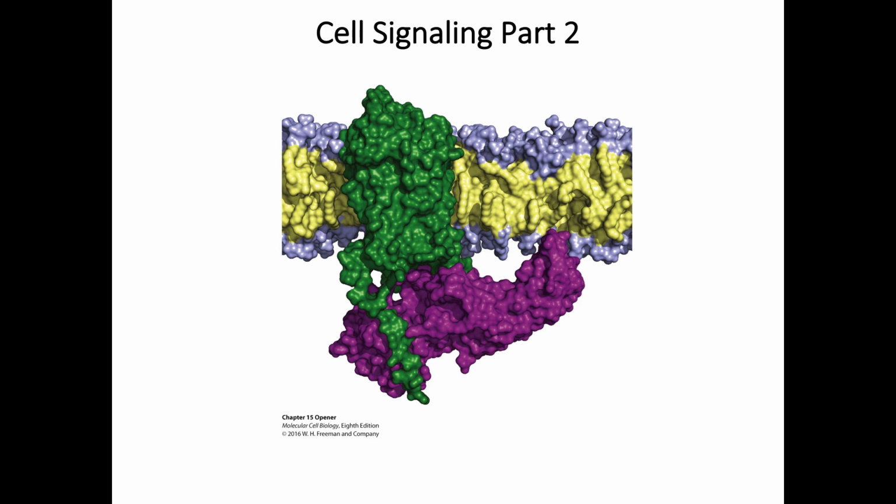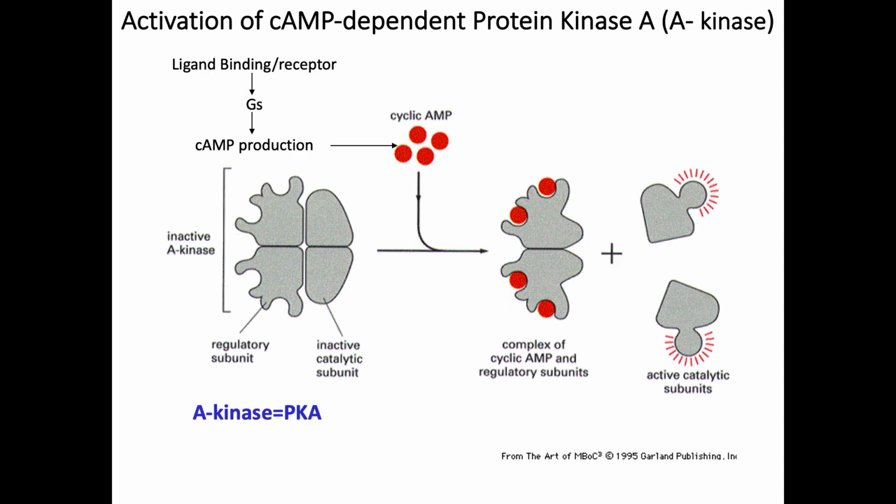So let's take a look at the next portion. In the next portion, what we are looking at is what is happening downstream of the G protein signaling. The first part is the same. The ligand binds to the receptor and stimulates the Gs, the G protein stimulation. Then cyclic AMP is produced, and now you have a new protein, which is protein kinase A, also known as A kinase, or sometimes just PKA.